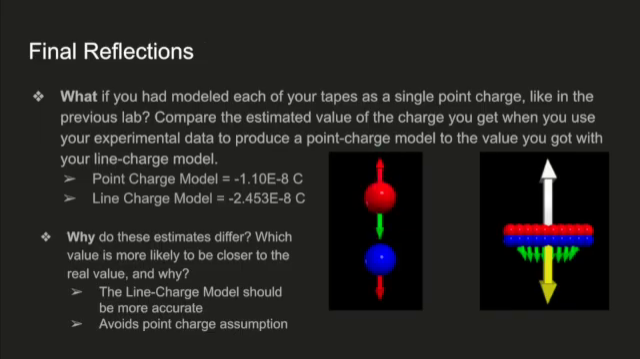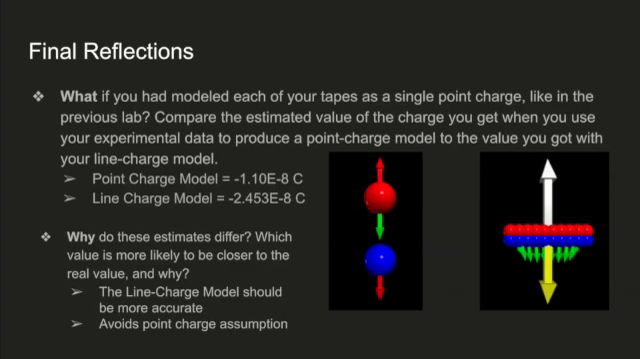So some final reflections I had. The first one: what if I had modeled each of the tapes as a single point charge in the previous lab? Basically, this would have given me my results from the Lab 1 GlowScript model, as you can see by the two spheres, the red and blue sphere. And in this model, the charge I found was negative 1.1 times 10 to the negative 8 coulombs, which you can see from the line charge model is almost more than half as much.